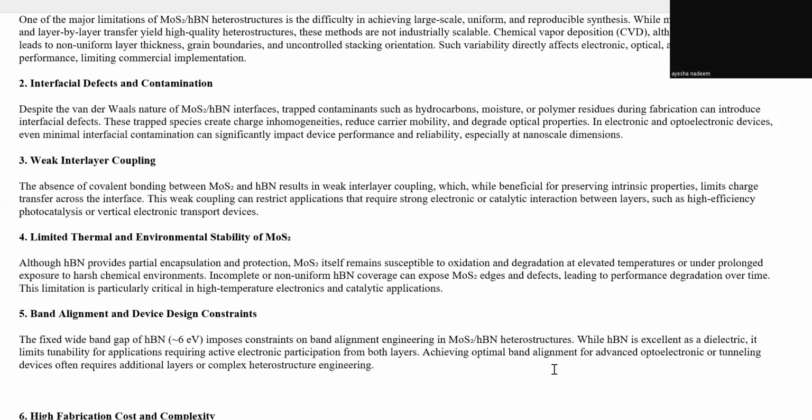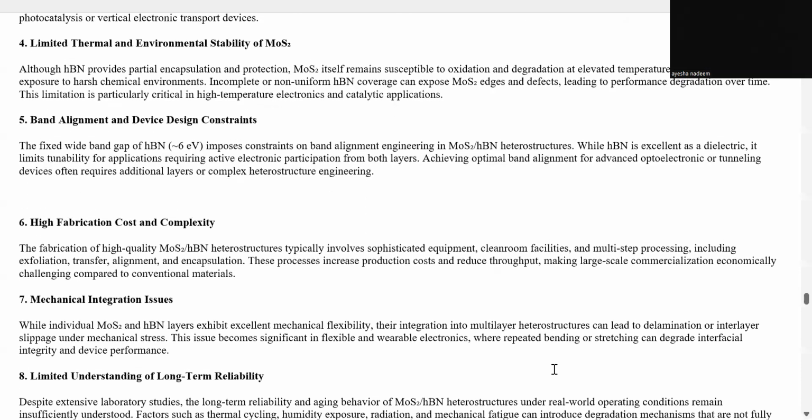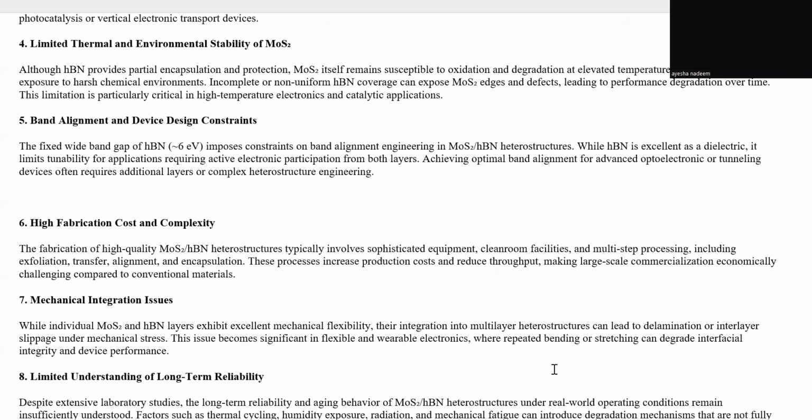The fifth limitation is the band alignment and device design constraints. The fixed wide band gap of hexagonal boron nitride, nearly 6 electron volt, imposes constraints on band alignment engineering in molybdenum disulfide and hexagonal boron nitride structures. While hexagonal boron nitride is excellent as a dielectric, it limits tunability for applications requiring active electronic participation from both layers. Achieving optimal band alignment for advanced optoelectronic and tunneling devices often requires additional layers or complex heterostructure engineering.